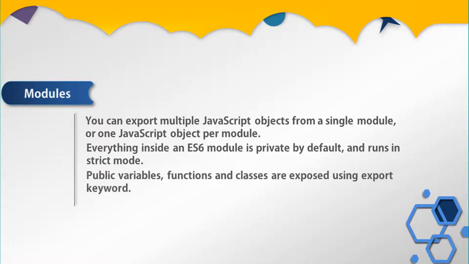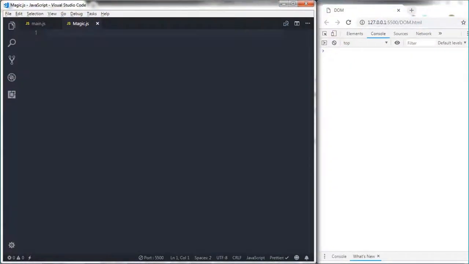Now, let's take an example and understand how to create modules using ECMAScript 6. So we have two files here. First is magic.js and second is main.js.